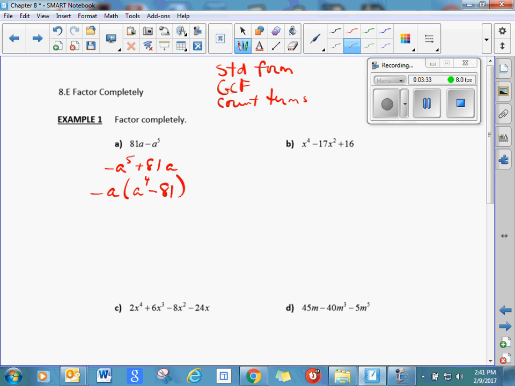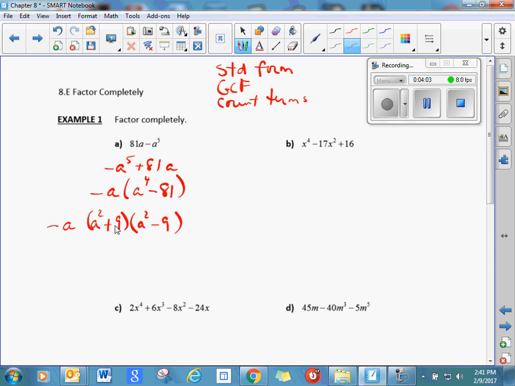So the very first thing I'm going to do, I'm going to leave this negative a hanging out here. I'm going to rewrite this difference of two squares as the square root of a to the fourth, which is a squared, with a plus and a minus, and the square root of 81 is 9. So I'm feeling pretty good about myself now, but I still have to go back and look at my two-term factors that I have left.